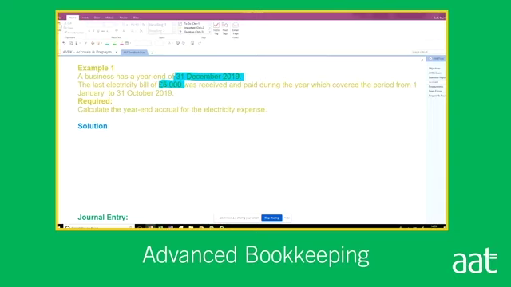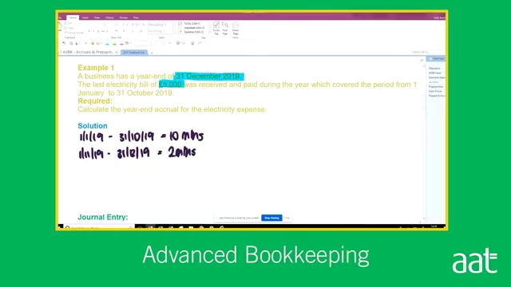So let's have a look then. If we're going to go from the 1st of January 2019 to the 31st of October 2019, we are looking at 10 months. So we've already accounted for 10 months for electricity in our financial statements. That means we are going from the 1st of November 2019 to the 31st of December 2019. So we're looking at 2 months.